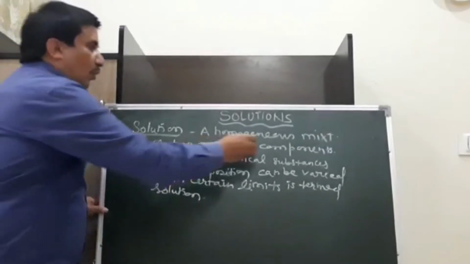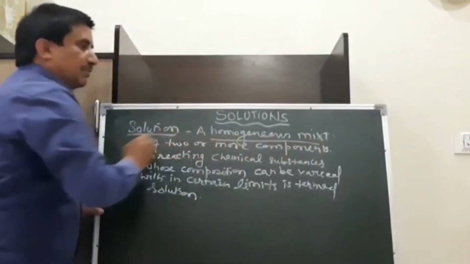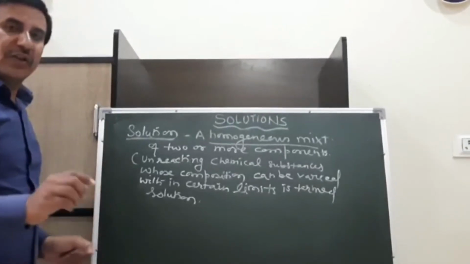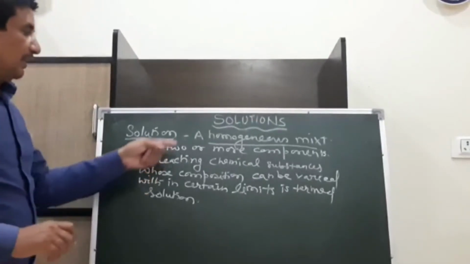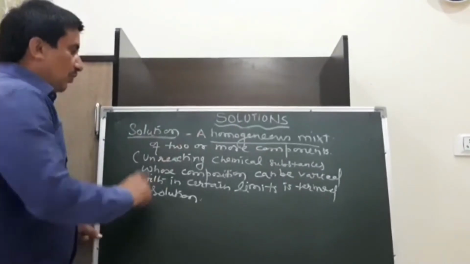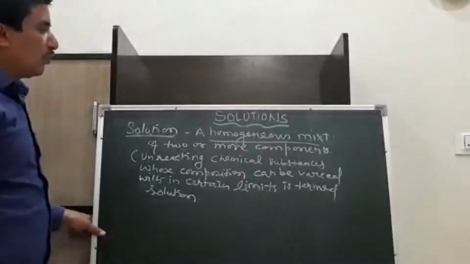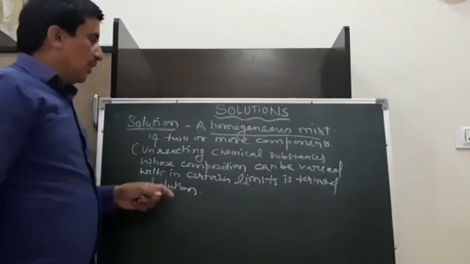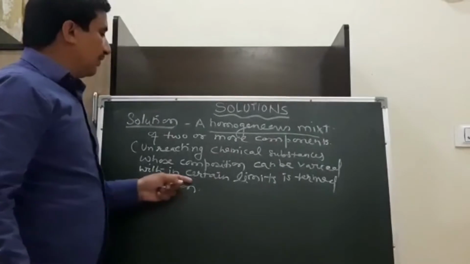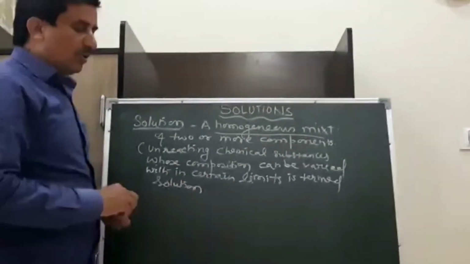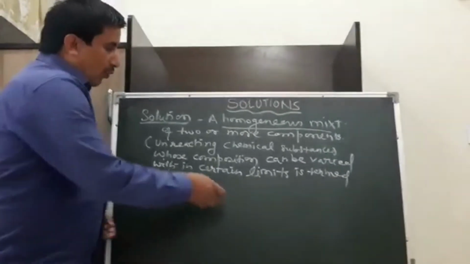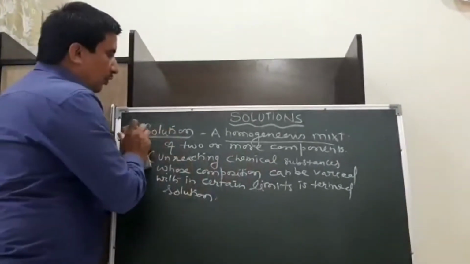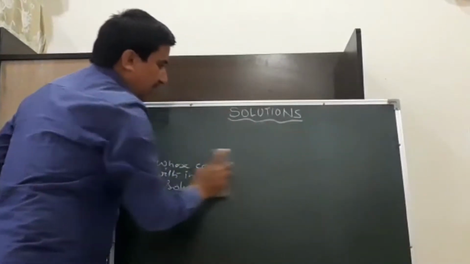It is a homogeneous mixture. Homogeneous mixture means its components are uniformly distributed and they cannot be separated. That is called homogeneity. So it's a homogeneous mixture of two or more unreacting chemical substances whose composition can be varied within certain limits, called a solution. Now the next thing is the components of the solution.